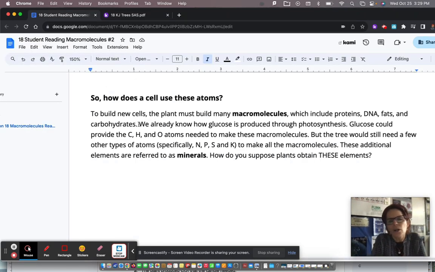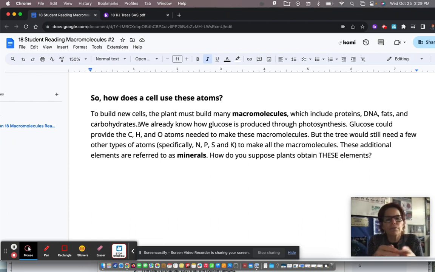We already know how glucose is produced through photosynthesis. Glucose could provide the C, H, and O atoms needed to make all these other molecules. So the plant has glucose, and it can pull the glucose apart and make the part of the DNA that needs C, H, and O, and the part of the protein that needs C, H, and O, and the part of fats that needs C, H, and O. But what about the other elements that are needed for, in particular, proteins and DNA?